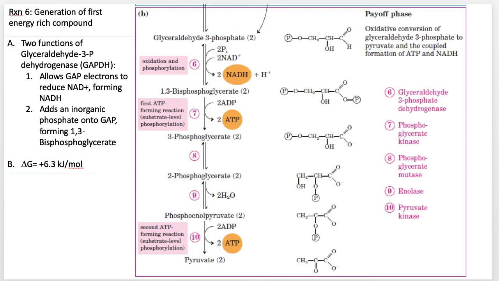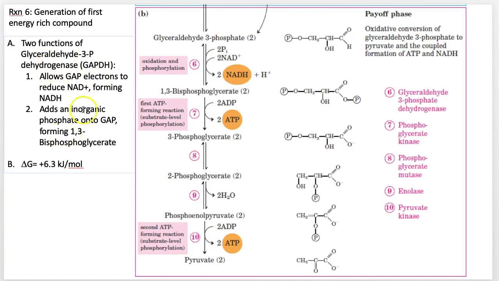And remember, we now have 2 GAPs, right? So we took our 6-carbon glucose and we have now cut it down the middle, basically, and moved things around. So we have 2 GAPs, each with a phosphate, each with 3 carbons, okay? We're going to send each of those through this next process. GAP is glyceraldehyde 3-phosphate, okay?